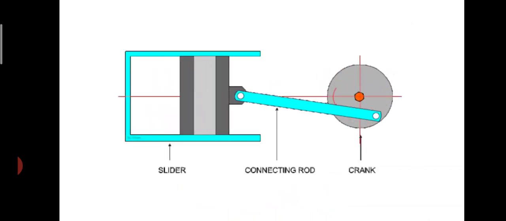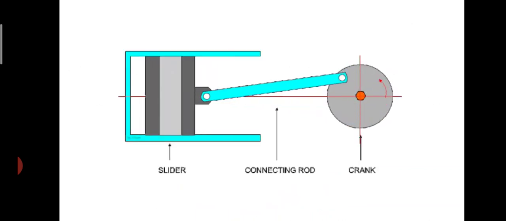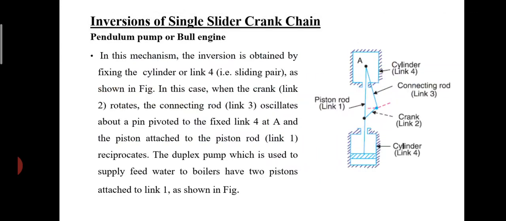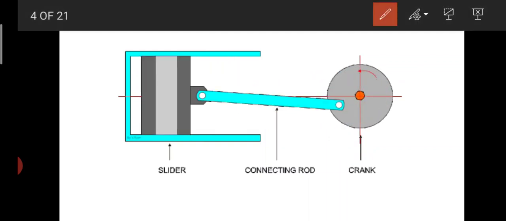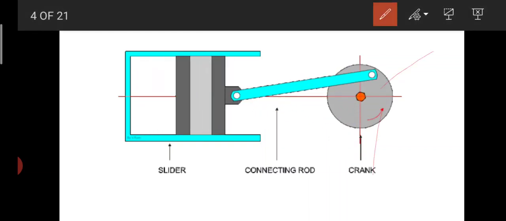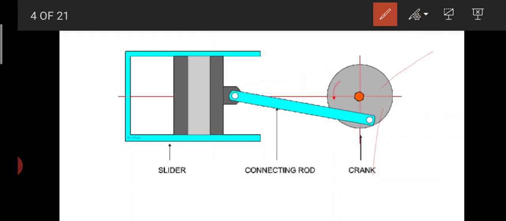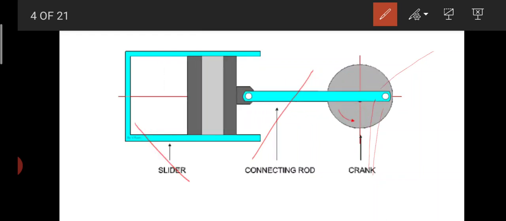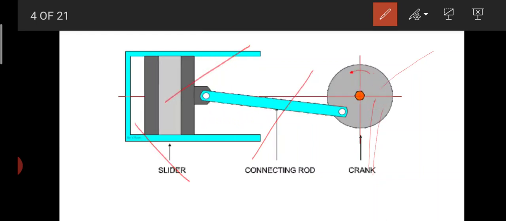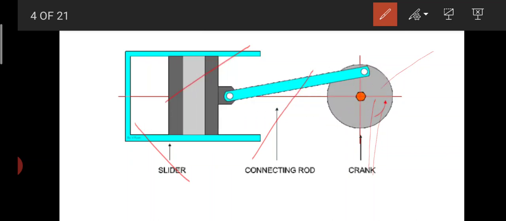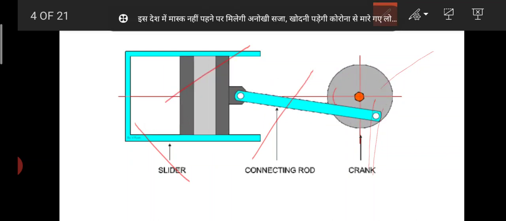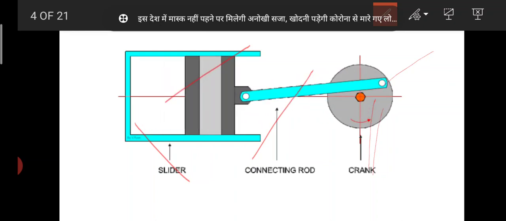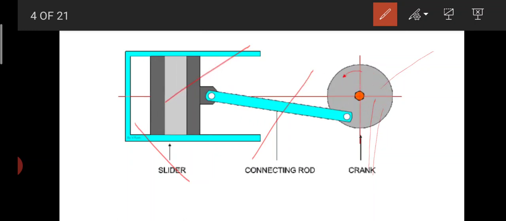This is the animation of the single slider crank chain. This is a crank, connecting rod, slider, and this piston. This type of mechanism is shown in a reciprocating engine, or we have our internal combustion engine. So here rotary motion is converted into reciprocating motion, and also reciprocating motion is converted into rotary motion.